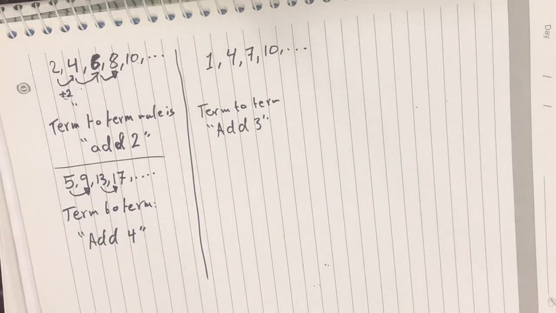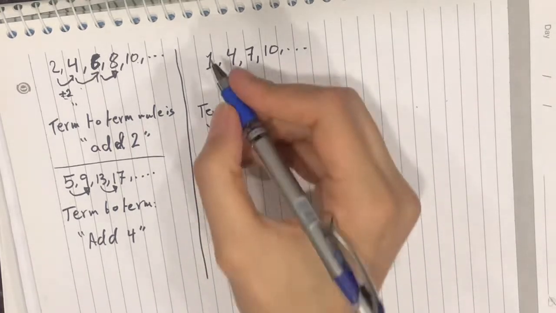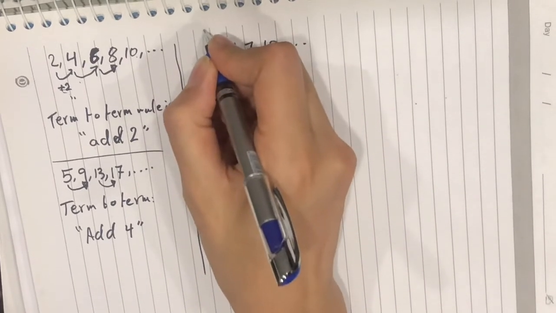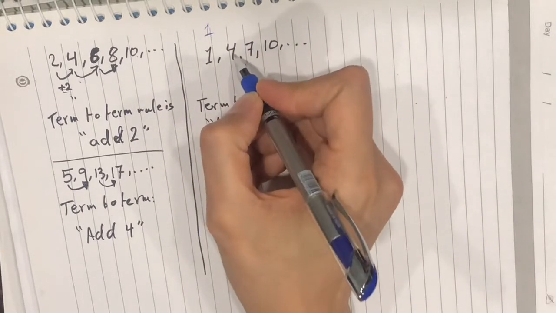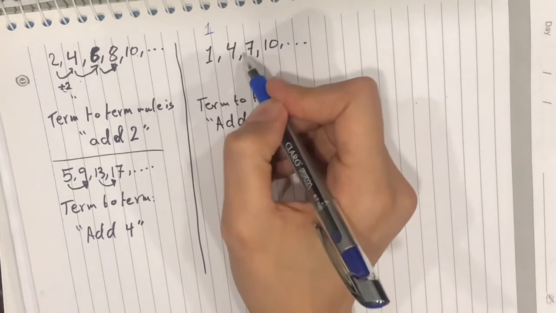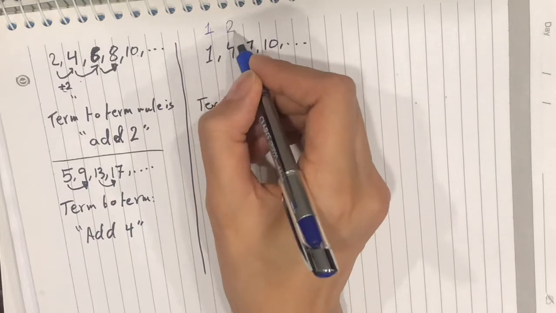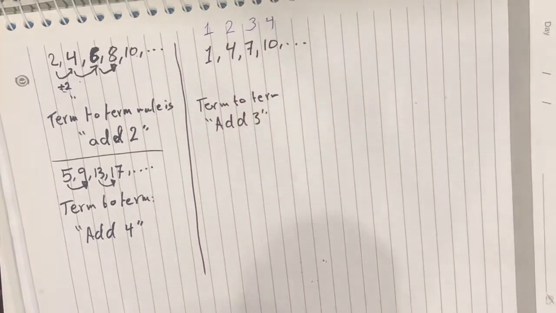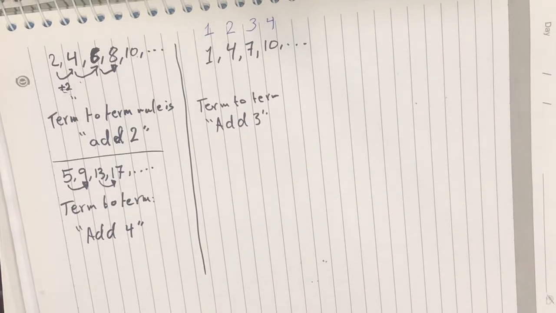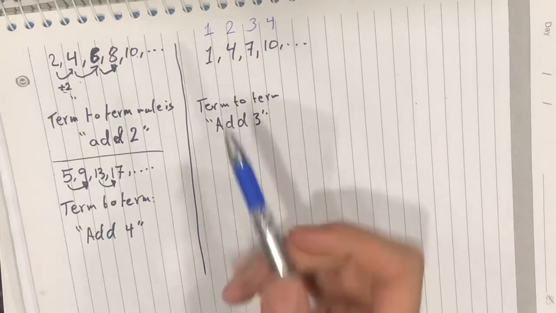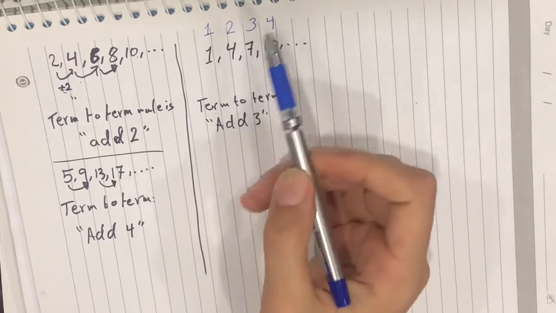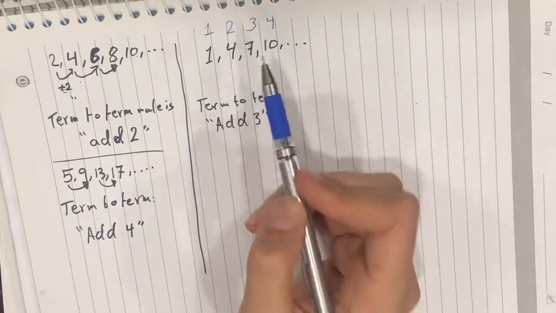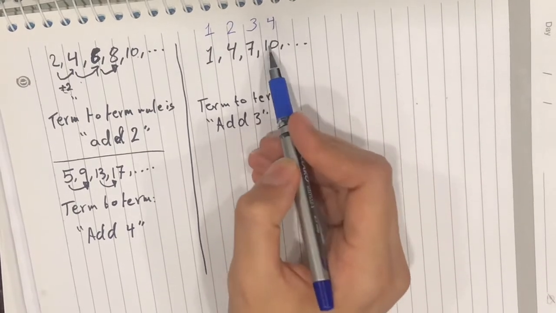Now the position to term rule, it means there is a position number for each term. Like this term has the position number 1. Number 4, or term number 4, has the position number 2. 7 has the position number 3, and 10 has the position number 4, which means the first term of the sequence equals 1. The second term of the sequence equals 4. The third term equals 7. The fourth term equals 10.